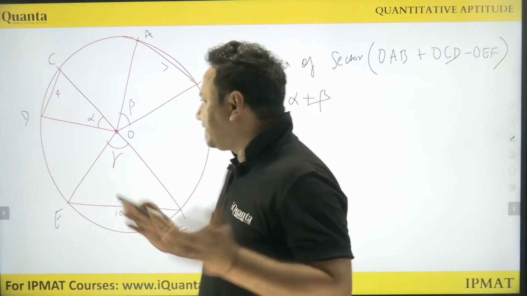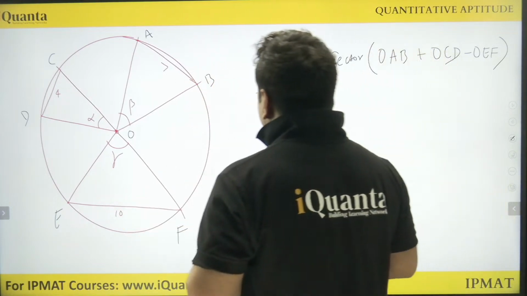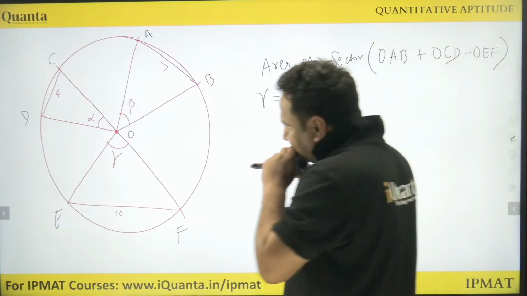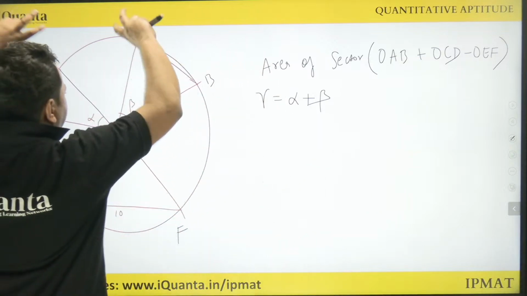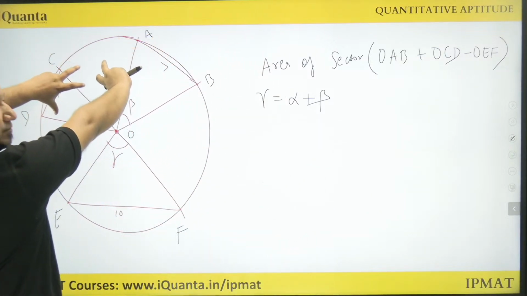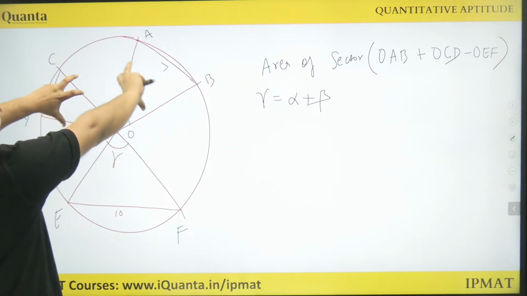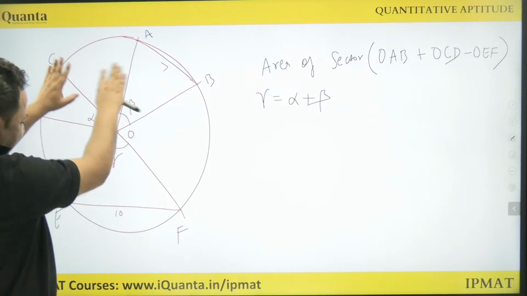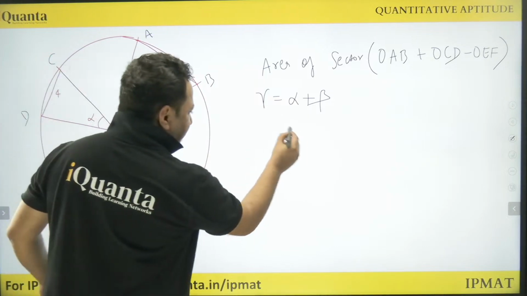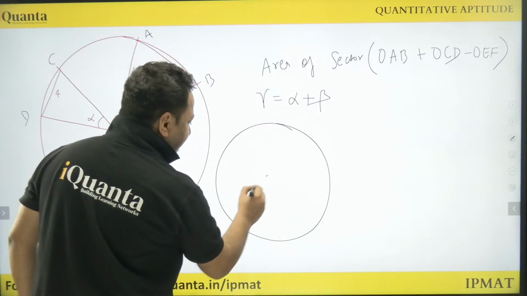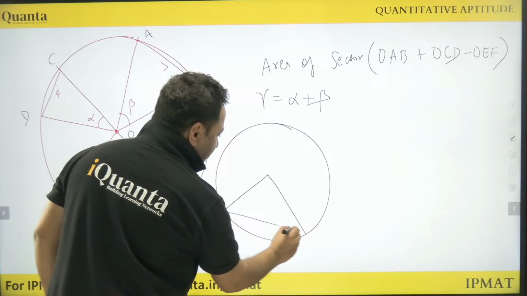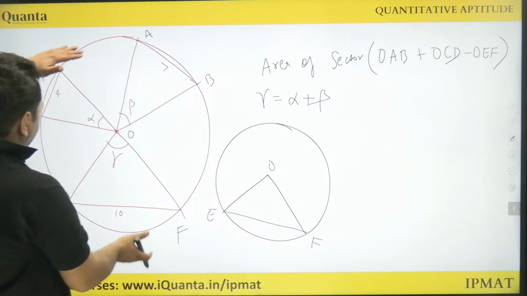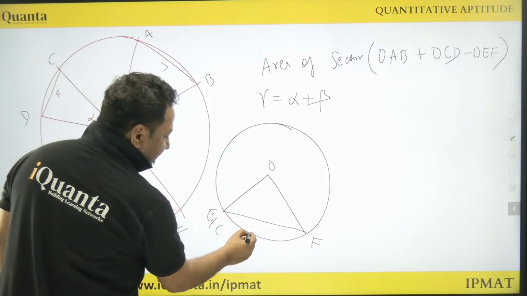Ready for the answer? Let's see. Tell me something. The value of angle gamma is equal to the sum of angle alpha plus angle beta. If I pick these two sectors and turn them, this one clockwise, this one anti-clockwise, and superimpose them on the sector OEF, then the new figure will look like this. This was OEF. I superimposed OCD like this, so this becomes C, and D goes somewhere over here.